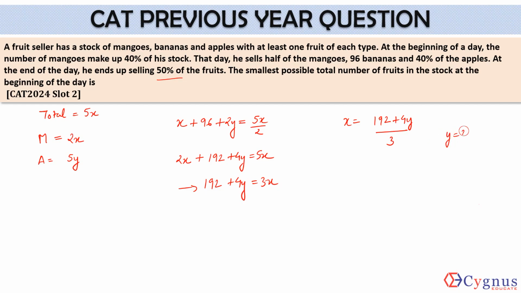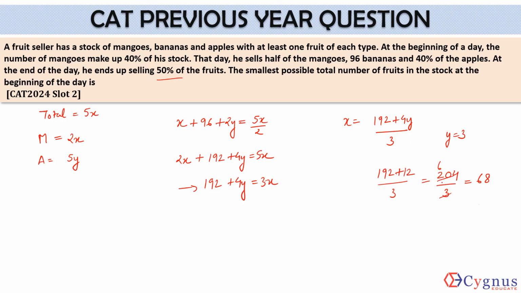When you put y equal to 3, what do you get here? 192 plus 4 into 3 is 12 divided by 3, which gives you 204 here. Is 204 divisible by 3? Yes. It will cancel it out how many times? 3 into 6, that is 18, 24. Now 3 into 8. So in that case, the minimum value of x has to be how much? 68. Yes or no?